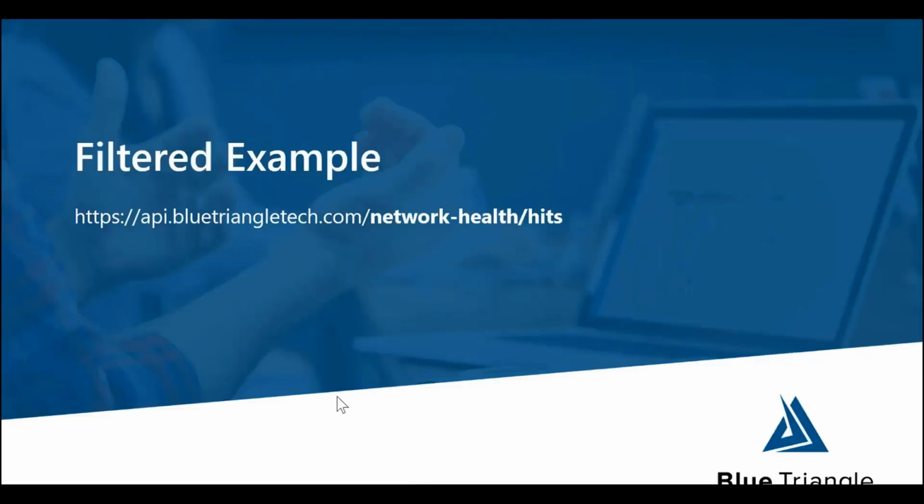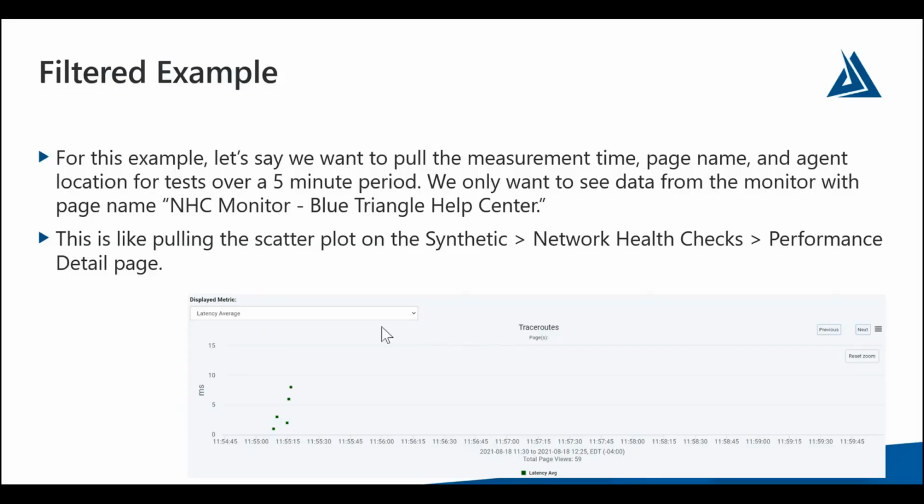All right, so there's one more example I wanted to cover before we come up on our time here, and that is, let's reproduce a scatter plot. So this is going to be raw data. The first thing that comes to mind should be, okay, this is raw. We want the individual page hits or tests. So that means we're going to be pulling from the network health / hits endpoint. But let's see what the thing is here.